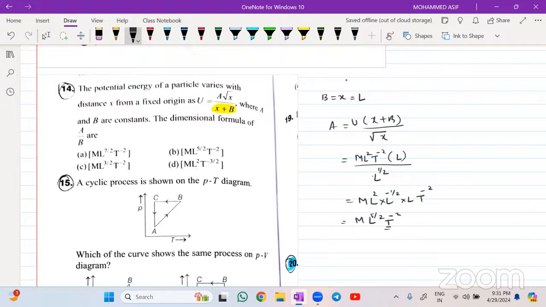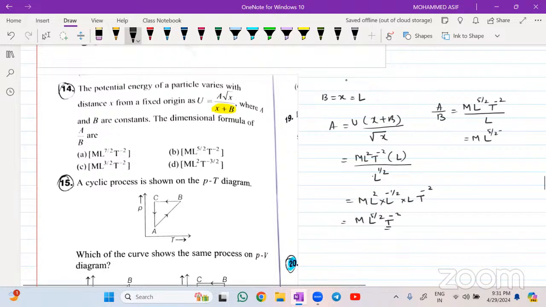Now I was asking the ratio A by B. So now calculate A by B. A divided by B will be equal to how much? M L power 5 by 2 and t power minus 2 divided by B. B value is how much for me? L. Okay, calculation minor रखता है. This will go up right now. This one is M into L. This is 5 by 2 minus 1 into t power minus 2. So this will be equal to L power of your 3 by 2 t power of minus 2. This will be the answer.